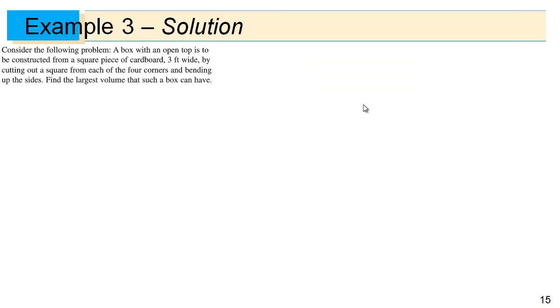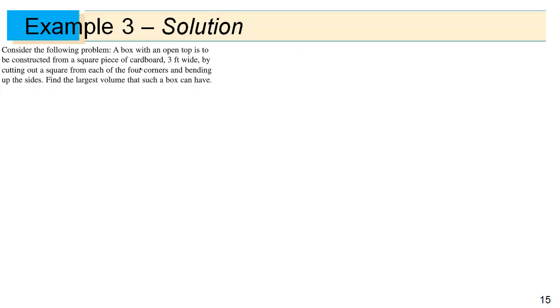Okay, so that's a business example. Let's do one last example. Let's consider the following problem. You have a box with an open top, and it's to be constructed from a square piece of cardboard that's 3 feet wide. You're going to construct it by cutting out a square from each of the 4 corners and then bending up the sides, and they want you to find the largest volume that such a box can have. This is a typical calculus problem. You'll see these all over the place.